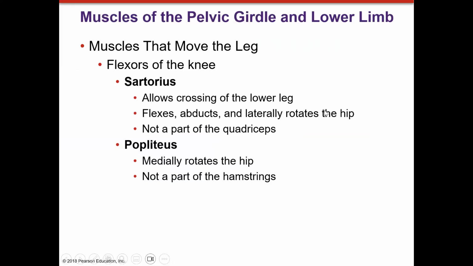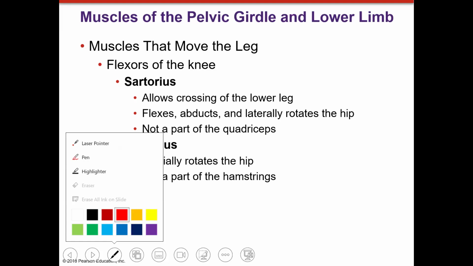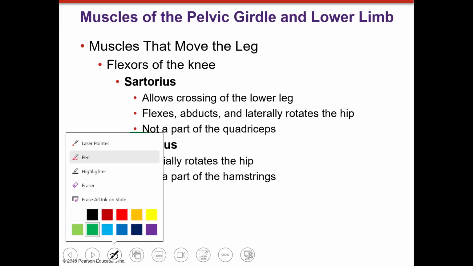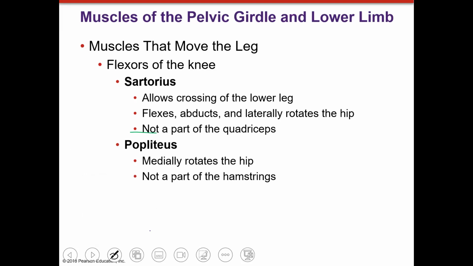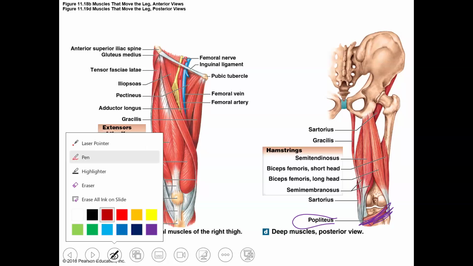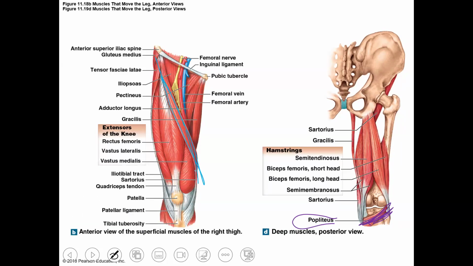So flexors of the knee. So we see sartorius, or the tailor's muscle, allows for crossing of that lower leg. It's going to flex, abduct, laterally rotate the hip. It is not a part of the quadricep muscles. Popliteus is in that knee area here, it's going to medially rotate the leg, and it's not part of the hamstrings. It's just in the back of the knee. And you can see here's popliteus, this little muscle right here. Okay. And then you can see sartorius right here.